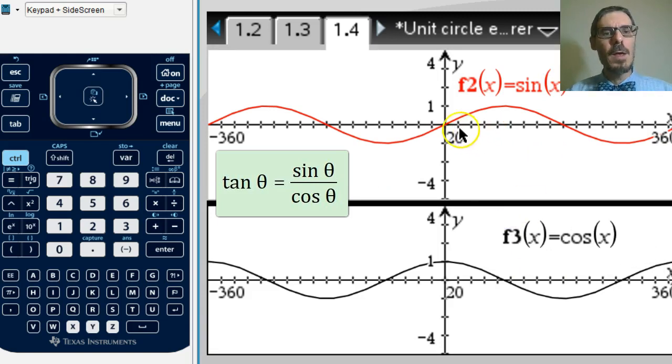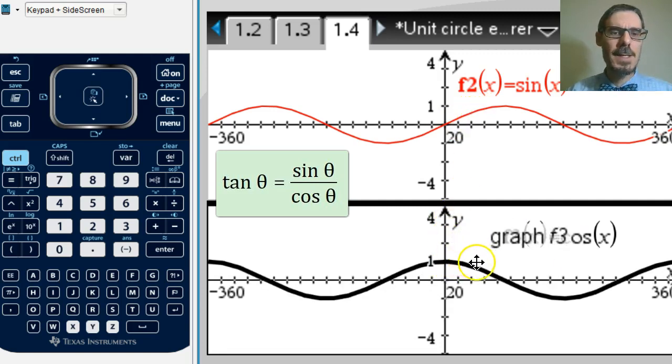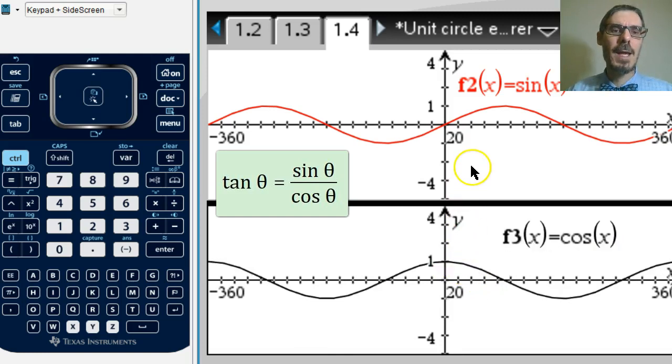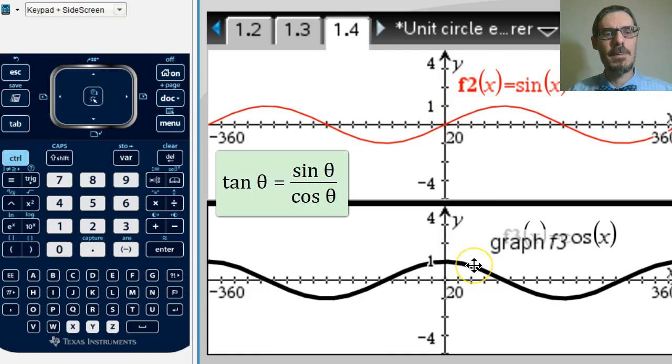Okay, so at this point here, remember tan is equal to sine divided by cos. So at this point here, what's the value of sine? It's 0. So tan must be 0 here. As I go up here, sine is increasing and cos starts at 1 and is decreasing. So the value of tan is going to increase. The top of the fraction's increasing, the bottom of the fraction's decreasing. So tan is increasing.